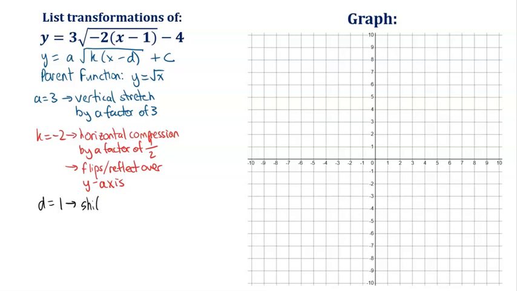The d value is 1, and that means it's going to shift 1 unit to the right. Now notice the general form is x minus d, and so that's why the d value is +1 and going to the right.